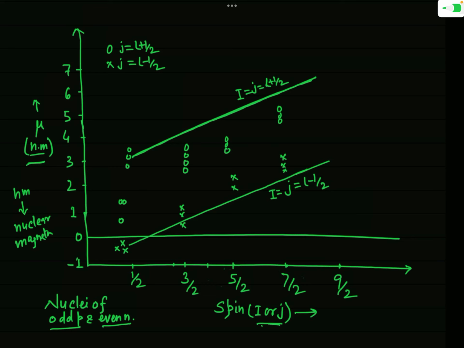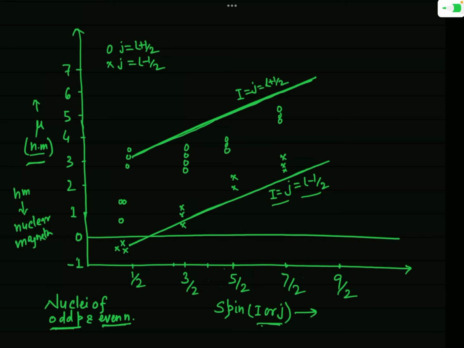In this figure, the two curves have been obtained for the odd P nucleus and even N nucleus. Odd P means the number of protons is odd and the number of neutrons is even. So you can see for I equal to J equal to L plus half, we will have this curve, or this straight line. And for I equal to J equal to L minus half, we have this curve. This is actually a Schmidt line.